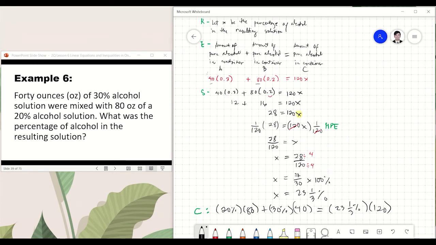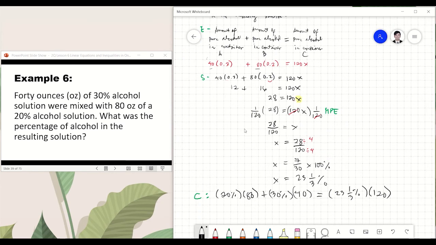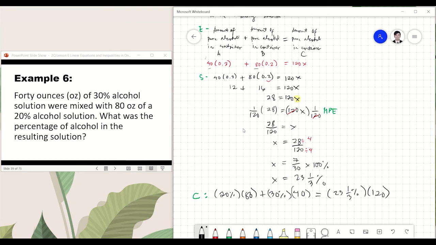So, itong 20% times 80 natin, magiging 16. At saka yung 30% times 40, magiging 12. At ito naman magiging 28. So 16 plus 12 is 28. So they're now equal. So pwede na natin isulat yung ating final answer in complete sentence.